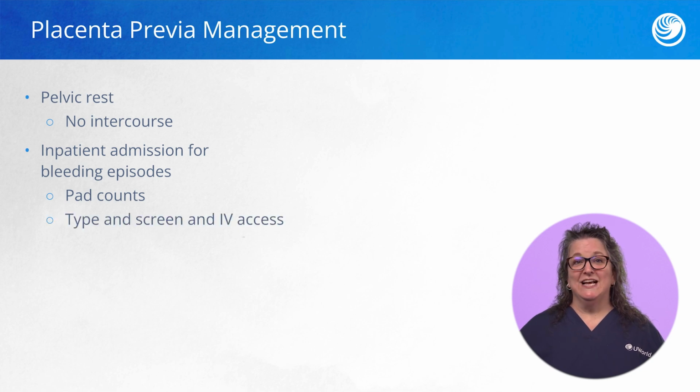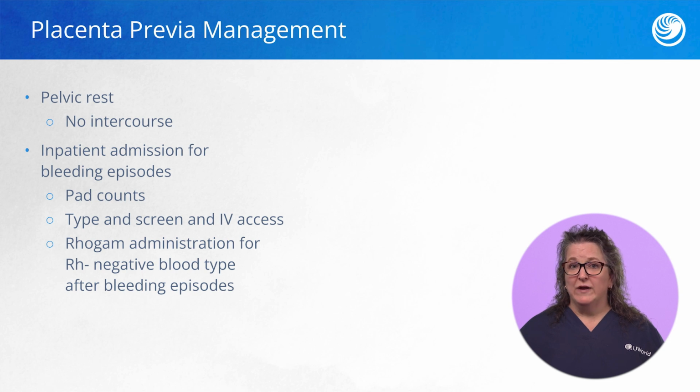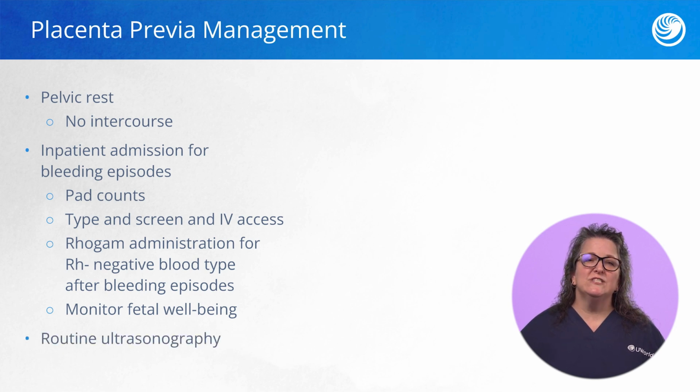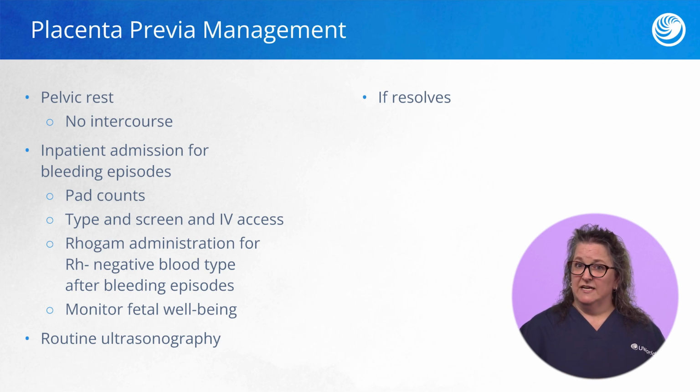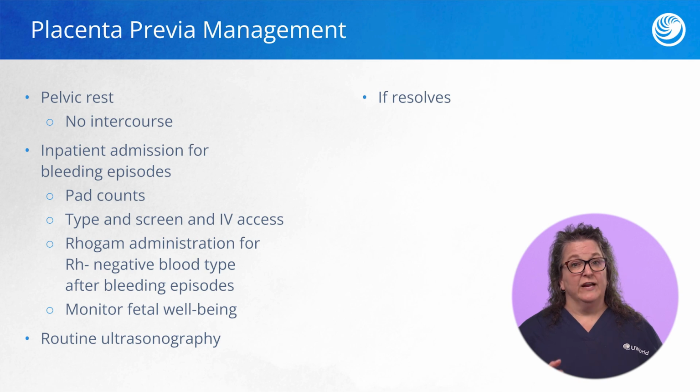Ensure a type and screen has been performed and that the client has patent IV access in case a blood transfusion is needed. RhoGAM will be administered for Rh-negative blood type after bleeding episodes. Monitor fetal well-being by assessing the fetal heart rate. This client will have routine ultrasounds for monitoring. Now remember from the images earlier, for some types of placenta previa with only partial covering of the cervical os, it may resolve, making vaginal delivery an option.